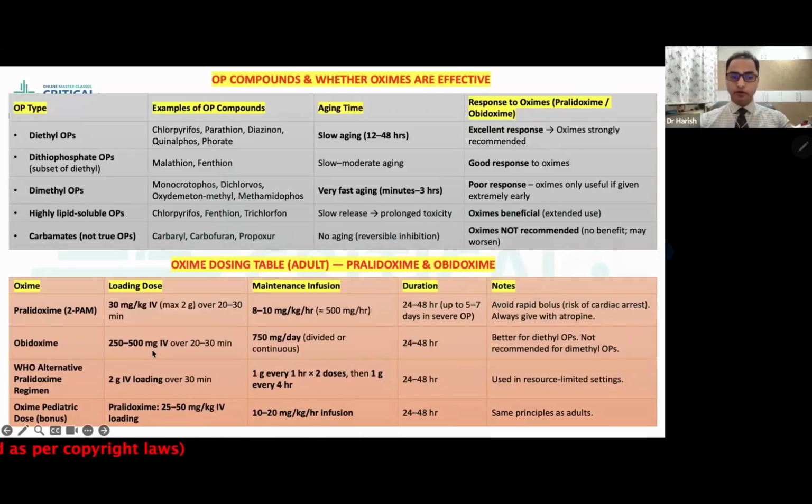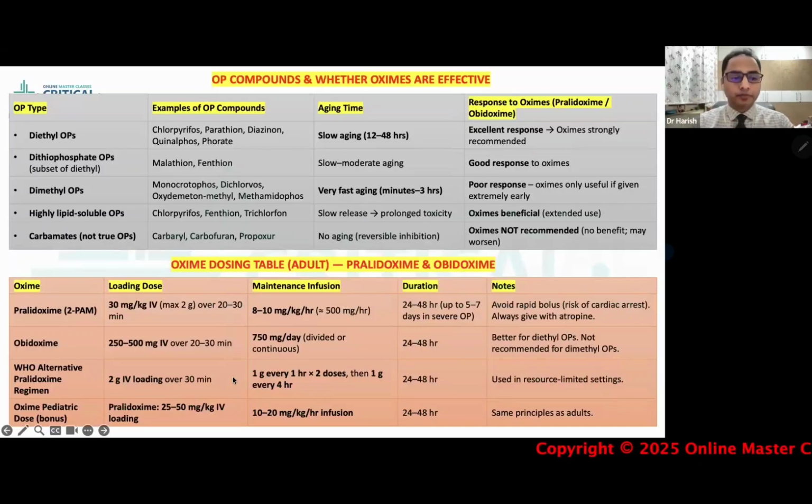Obidoxime, 250 to 500 milligram IV bolus over 20 to 30 minutes, then 750 milligram per day in divided doses or continuous infusion. Duration may be up to 48 hours. It is better for diethyl organophosphate compounds, not recommended for dimethyl OPs.